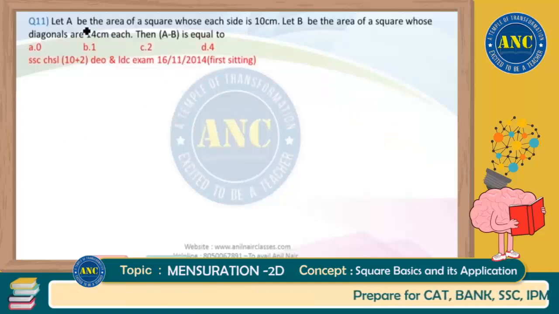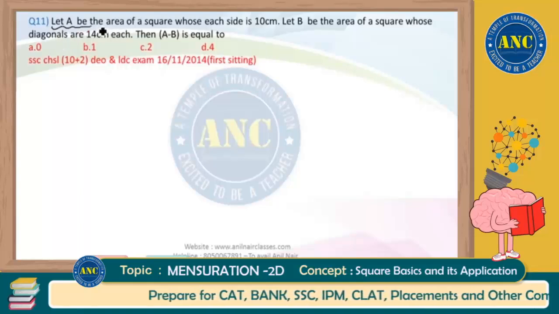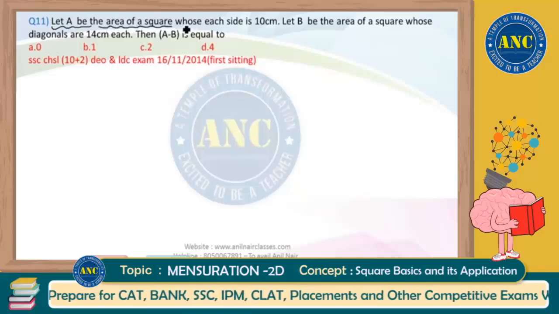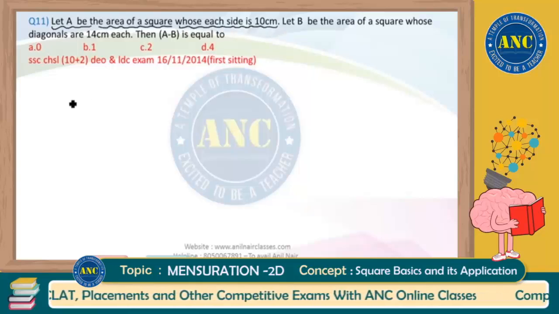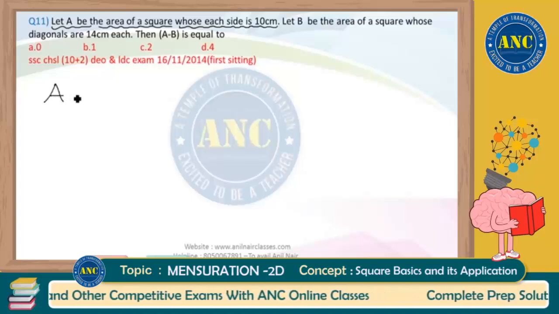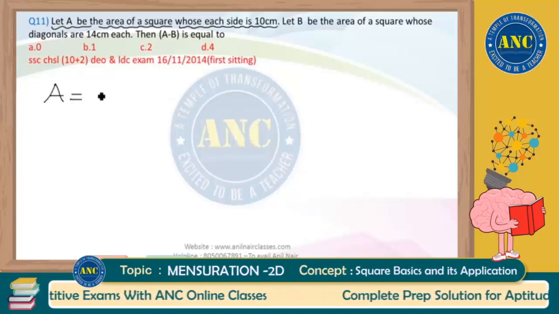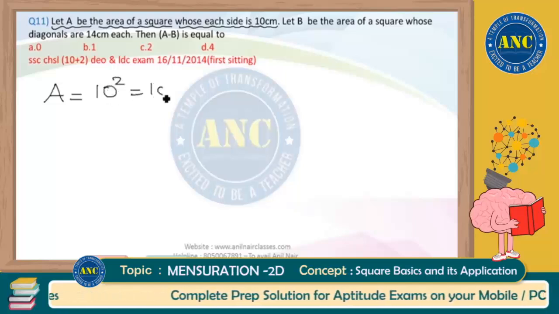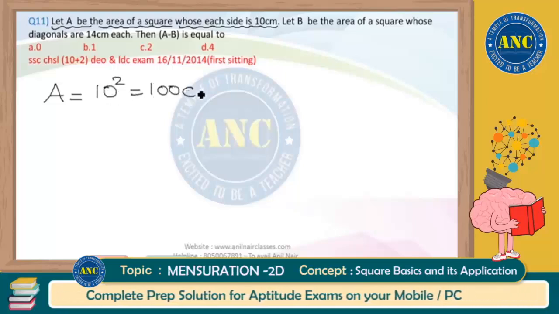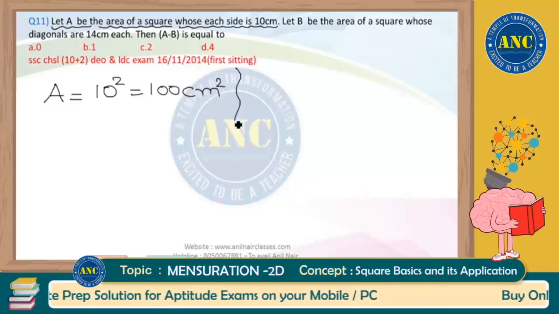Question number 11. Question number 11 says that let capital A be the area of a square whose each side is 10 centimeter. That means area of a square whose each side is 10 centimeter is, so area of that square is 10 square, which is nothing but 100 centimeter square. Okay, this is point number 1.